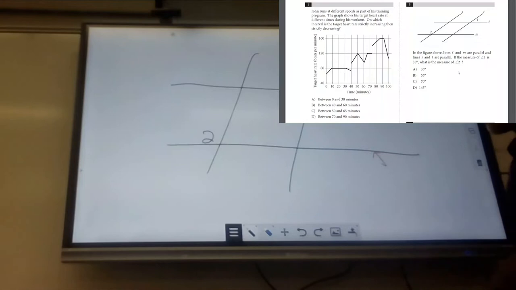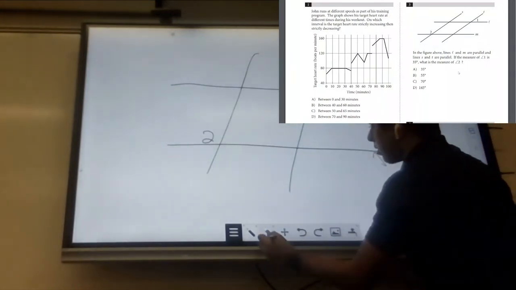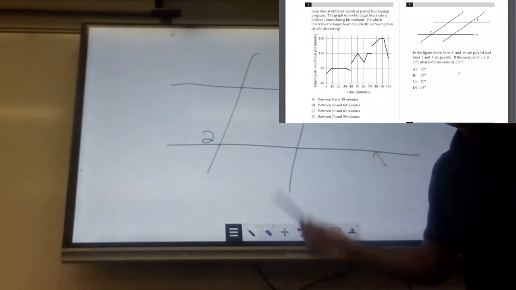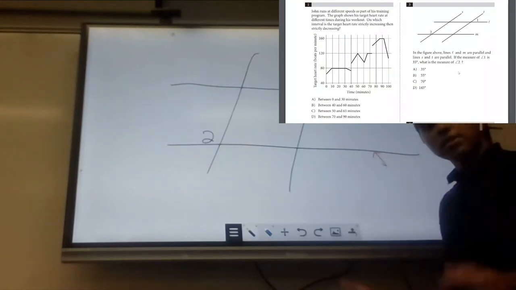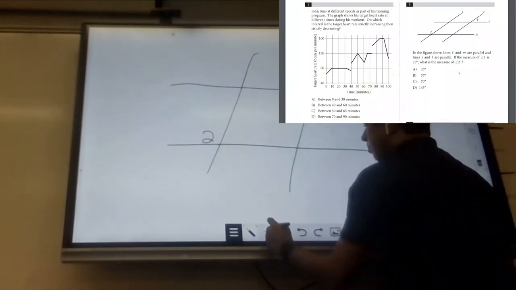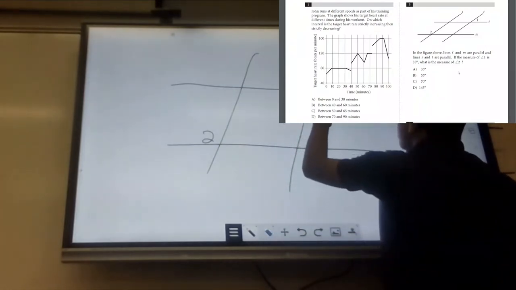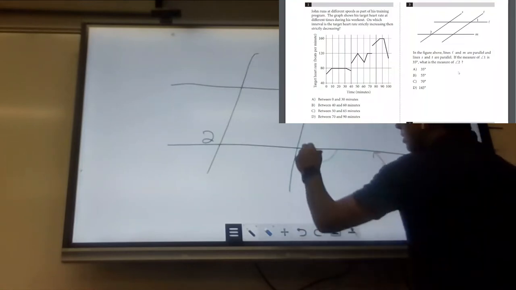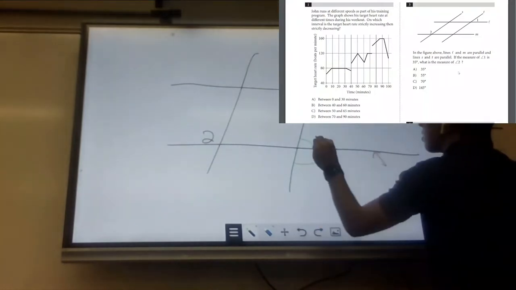Now, what does that mean on a conceptual level? That means that if we put a line through it, like this line right here, this line is going to make the same angle with both of these. What does that mean? Let's make a different color. It means that this angle right here is going to be the same as this angle, and this angle right here is going to be the same as that angle. So this is 35, so this is 35.